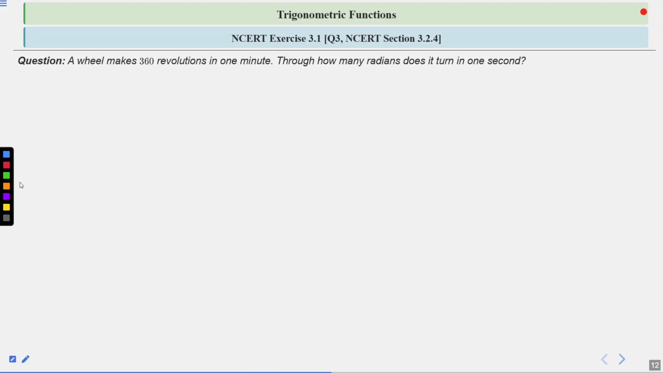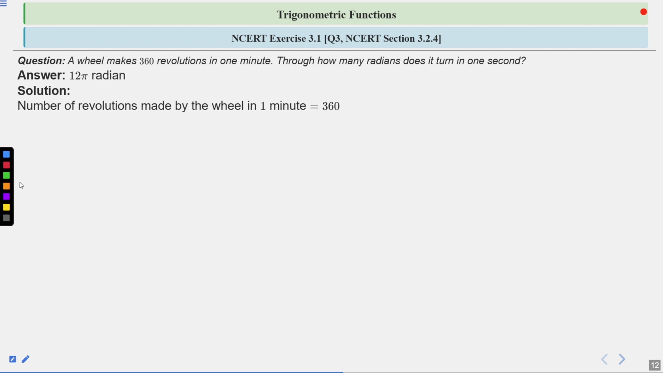Question is a wheel makes 360 revolutions in 1 minute. Through how many radians does it turn in 1 second? We need to find through how many radians it turns in 1 second. So answer is 12 pi radian. So our answer is basically 12 pi radian. Let us see the solution part.